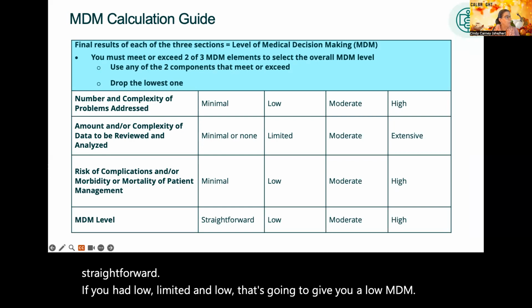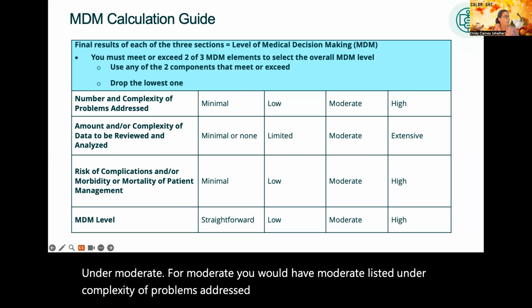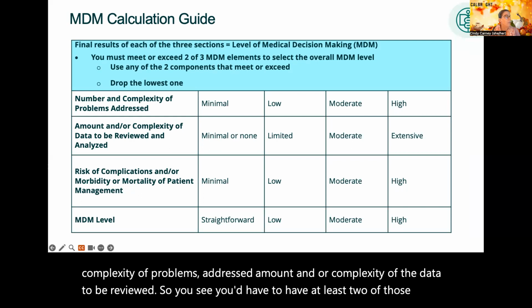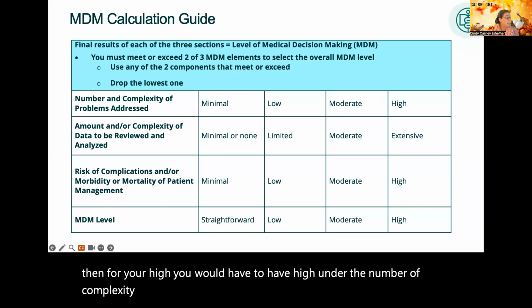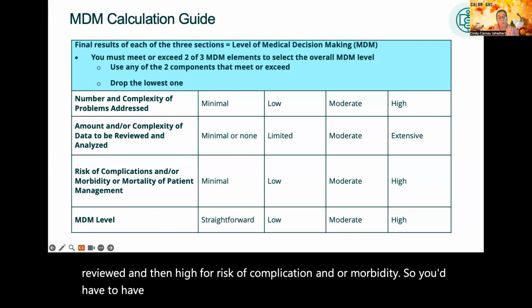If you had low, limited, and low, that's going to give you a low MDM. For moderate, you would have moderate listed under complexity of problems addressed, amount and/or complexity of the data to be reviewed. So you see you'd have to have at least 2 of those. And then for high, you would have to have high under the number and complexity, extensive for the amount and/or complexity of data to be reviewed, and then high for risk of complications and/or morbidity. So you'd have to have 2 of those to meet that level of high.